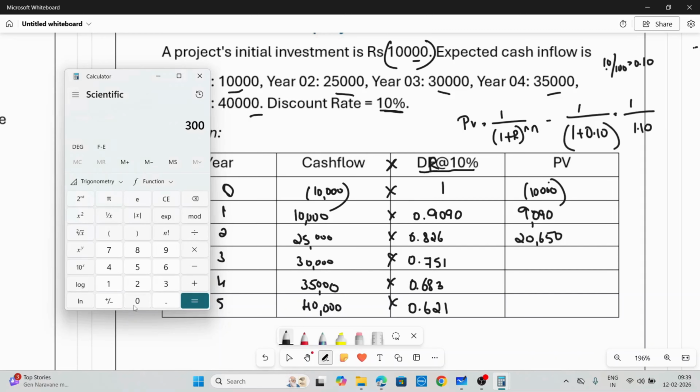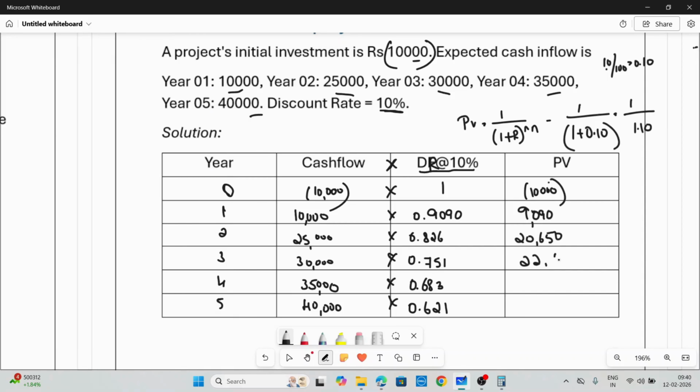30,000 into 0.751. 22,530. So like that we have to calculate fourth year's 23,905, and for the fifth year it's 24,840. You guys calculate by yourself, or else we need plenty of time to finish this.